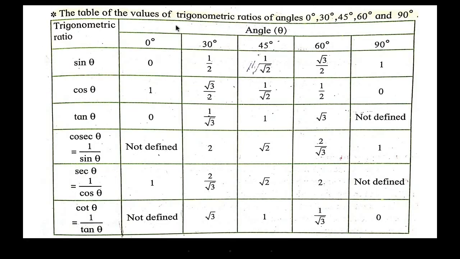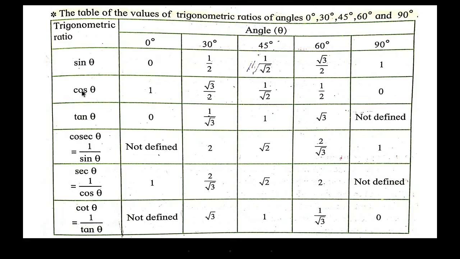We now study the values of different trigonometric ratios for different angles: 0 degrees, 30 degrees, 45 degrees, 60 degrees and 90 degrees. You have to study this table by heart. Then you can write the values from this table. For example, if you have to find the value of sin 30, we see the column for sin theta and the angle 30. So the value is half. So sin 30 is equal to half.